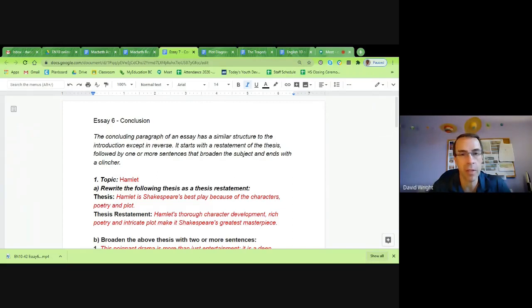The thesis statement, which is your most important sentence in your essay, in the introduction, it came last. But in the conclusion, it comes first. And you remember the hook in your introduction, the hook came first. And then in the conclusion, the sort of like hook, the clincher comes last.